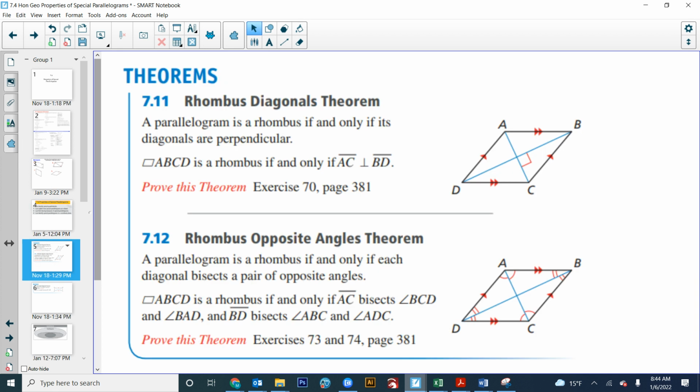All right. We got a couple fill-ins here. The rhombus diagonals theorem and the rhombus opposite angles theorem. These are special theorems for rhombuses. There's some fill in the blanks, so watch out for those. A parallelogram is a rhombus if and only if its diagonals are perpendicular. So it already told us it's a parallelogram. It's a rhombus if and only if its, there you go, diagonals are perpendicular. See the line? Diagonals are perpendicular.